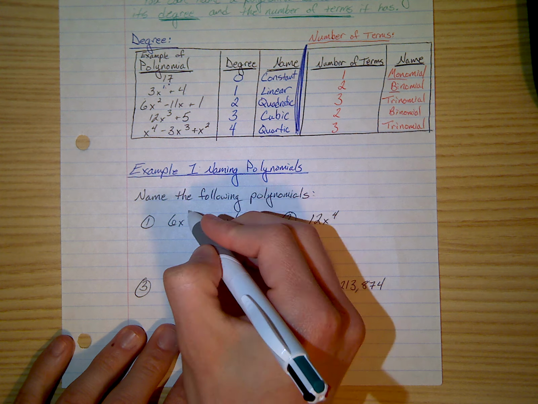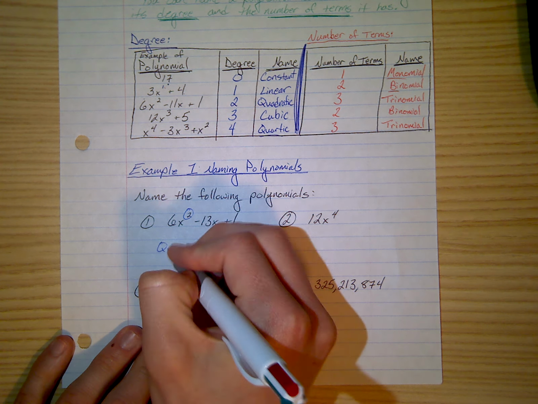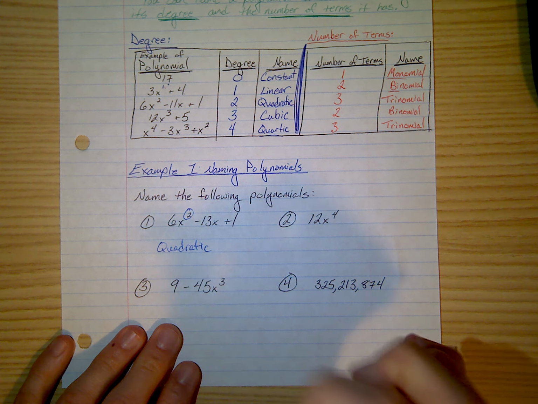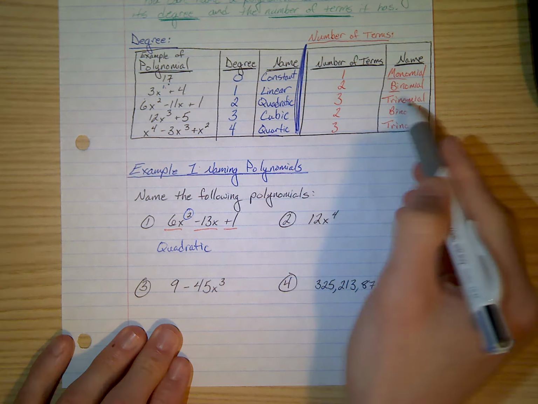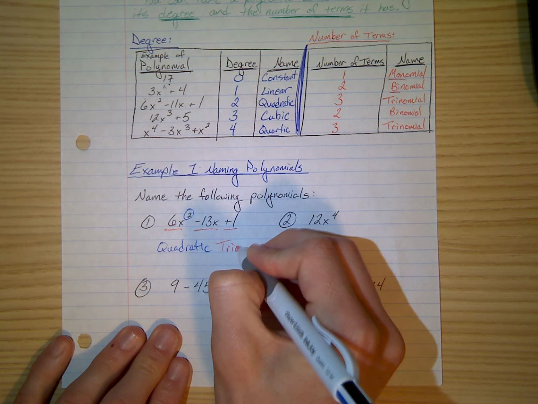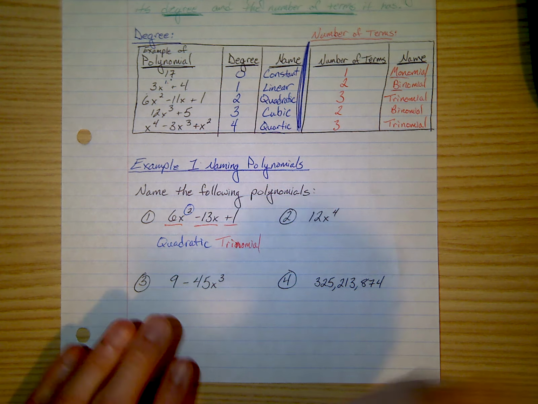So the highest degree is a degree 2, so we come up here, that's called a quadratic. And then we look to see how many terms it has. It has 1, 2, 3. So 3 terms is called a trinomial. So this whole polynomial is called a quadratic trinomial.